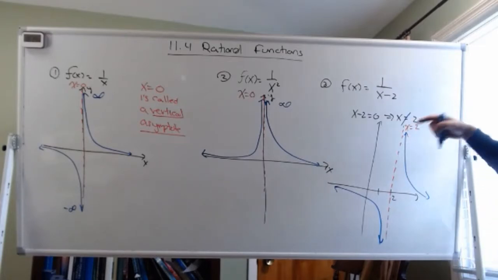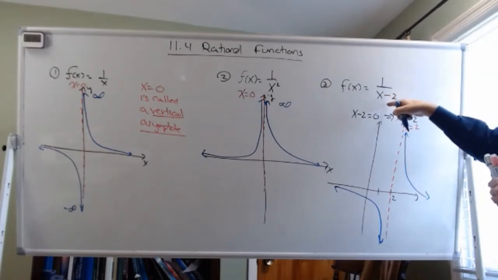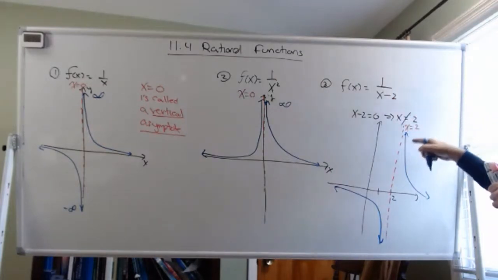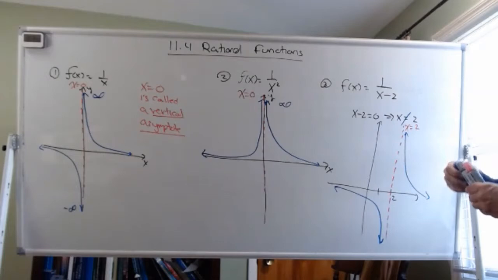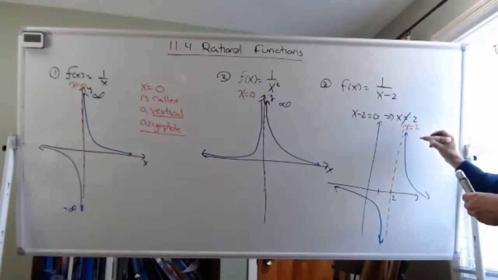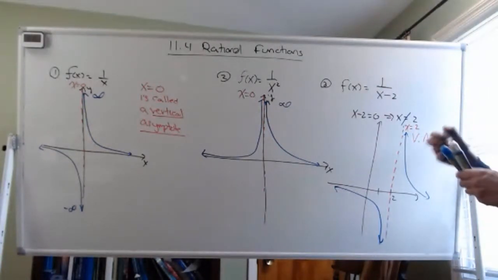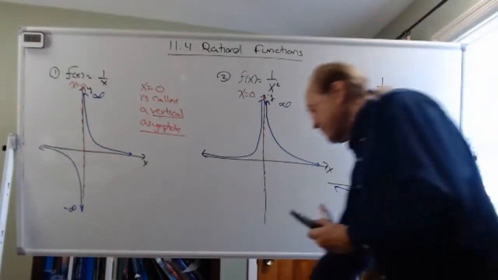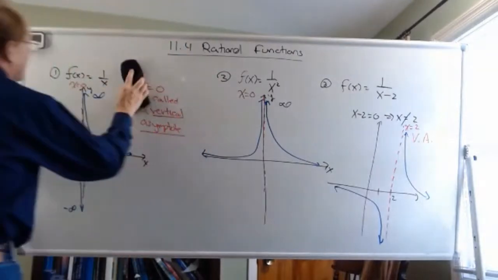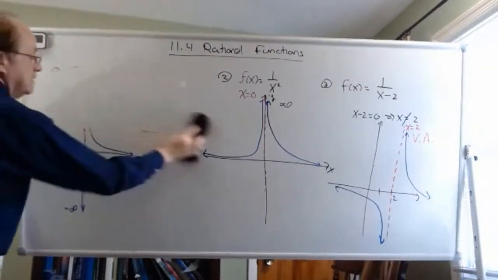Okay, so you might ask the question: whenever the denominator gives me 0, is that always a vertical asymptote? The answer is no. I'm going to show you why. But this happens to be a vertical asymptote. So you might say, are all excluded values from the domain vertical asymptotes? And we're going to show you that they are not.